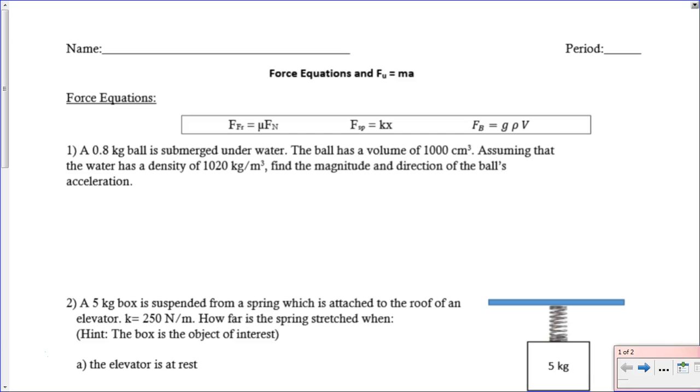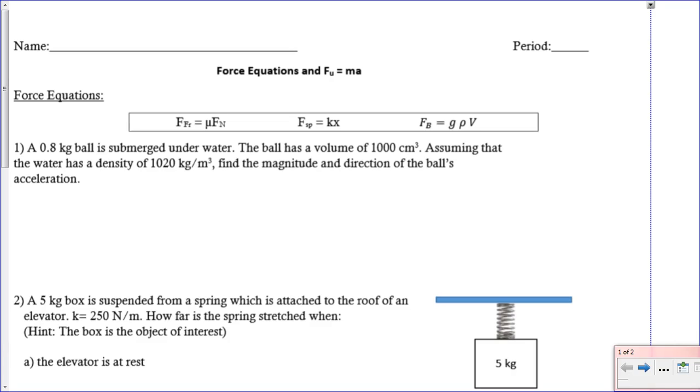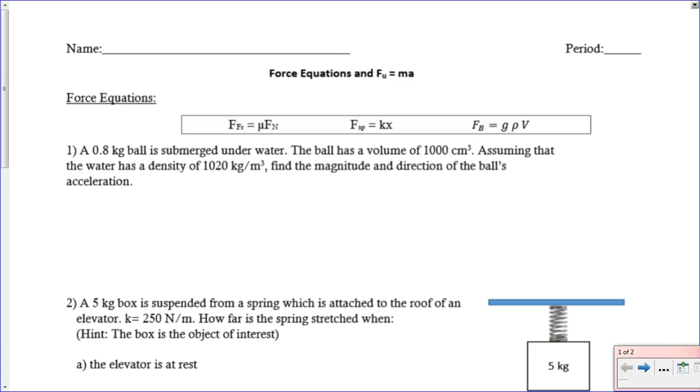After that, we've got the spring equation, F_sp equals kx. K is the spring constant. It's measured in newtons per meter. And x is the distance that the spring is stretched. It's measured in meters. So, spring constant measured in newtons per meter, and x is how far it is stretched, measured in meters.